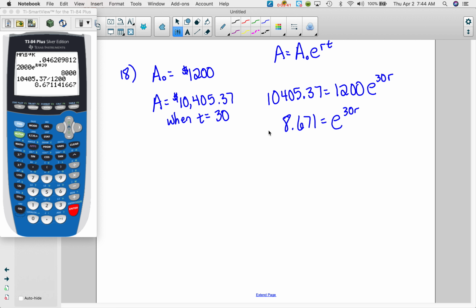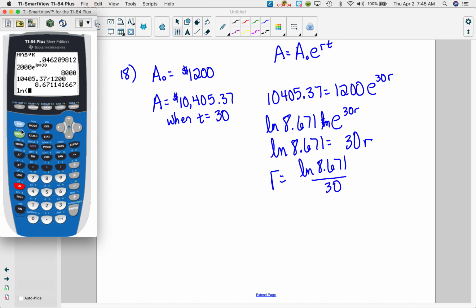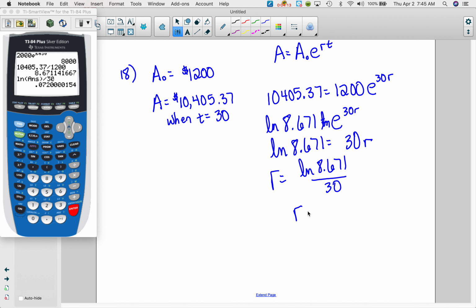I'm going to take the natural log of both sides. So when I do that, I have ln 8.671 equals 30R. Then I'm going to do ln 8.671 divided by 30. I'm just going to take ln of this answer, so I don't have to type it in or store it. I could do ln answer divided by 30, and I get that R is about 0.0720, or roughly 7.2%. So that's R.